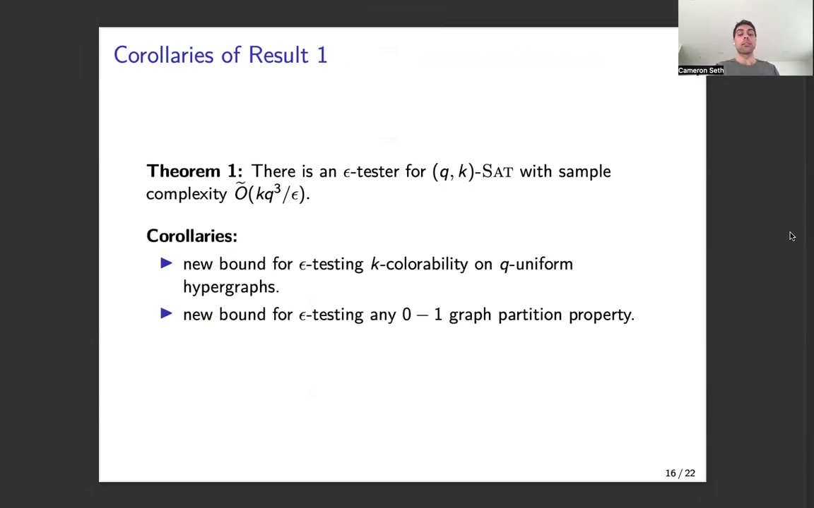And this theorem immediately gives two corollaries. First, we get a new bound for testing colorability on hypergraphs. And second, we get a new bound for epsilon testing any 0-1 graph partition property. These are a class of properties that include k-colorability and many other properties. And it turns out both of these types of properties are just special cases of the satisfiability property. So we just get these for free. And I won't go into any more detail on this for now.